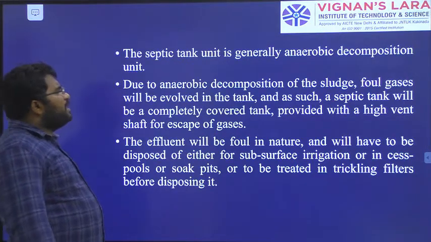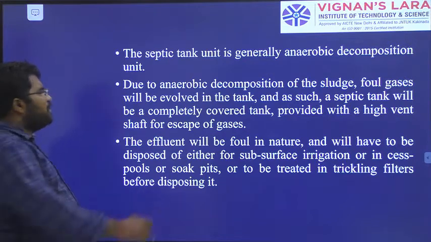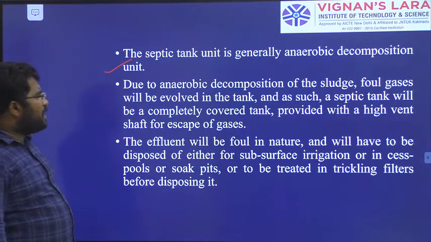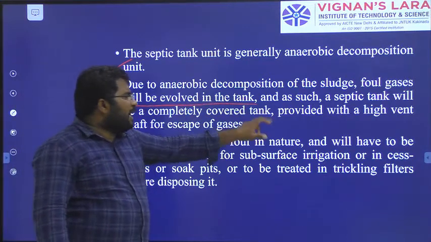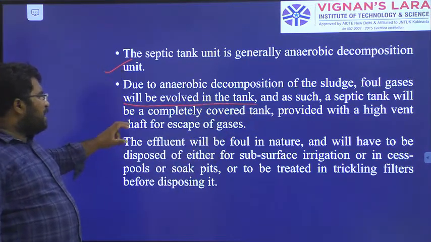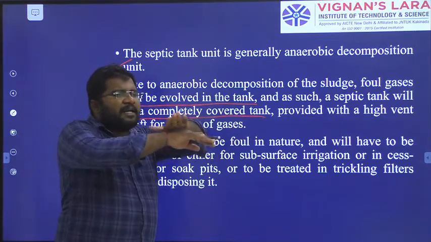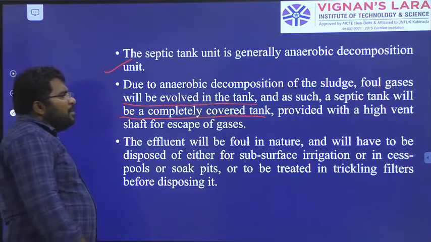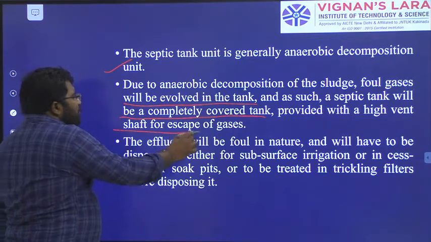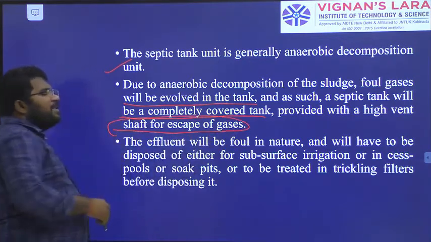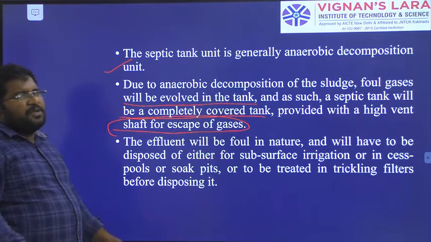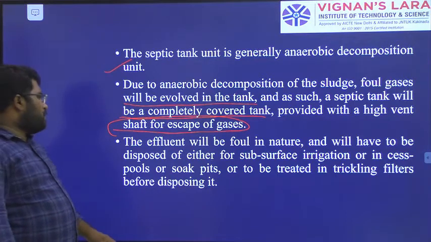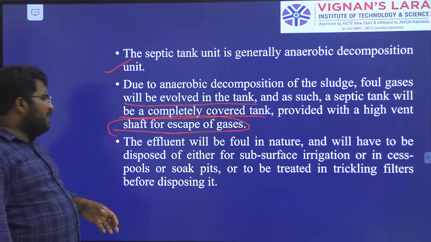So the septic tank unit is generally an anaerobic decomposition unit. This point you already know. Next, due to anaerobic decomposition of sludge, foul gases will be evolved in the tank, and such a tank is provided with a completely covered tank. It should not be open. It should be completely covered, but it is provided with a vent shaft for escaping of gases. So I already discussed that. So that is where we have the vent pipe, so that the gases which are formed will be released to the atmosphere without having any effect.